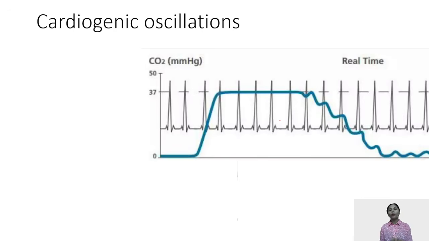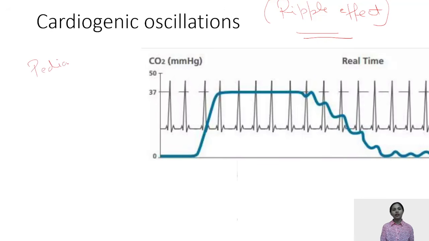Next, one of the most important and commonly asked is cardiogenic oscillations, also known as the ripple effect. This is physiological, not actually pathological, and generally happens in pediatric patients because of the less distance between the heart and your skin or your EtCO2.